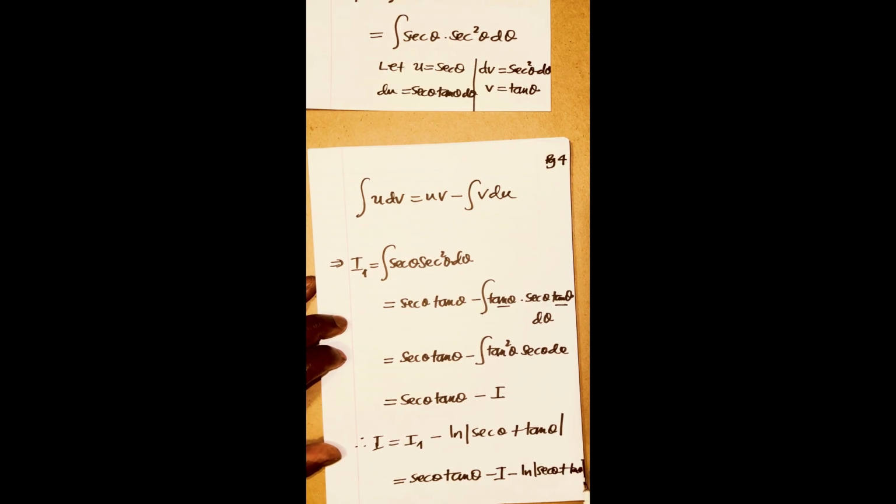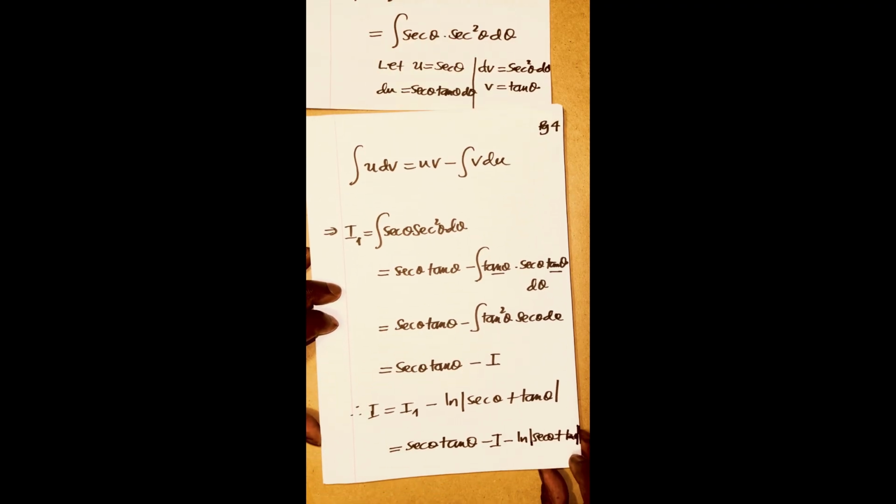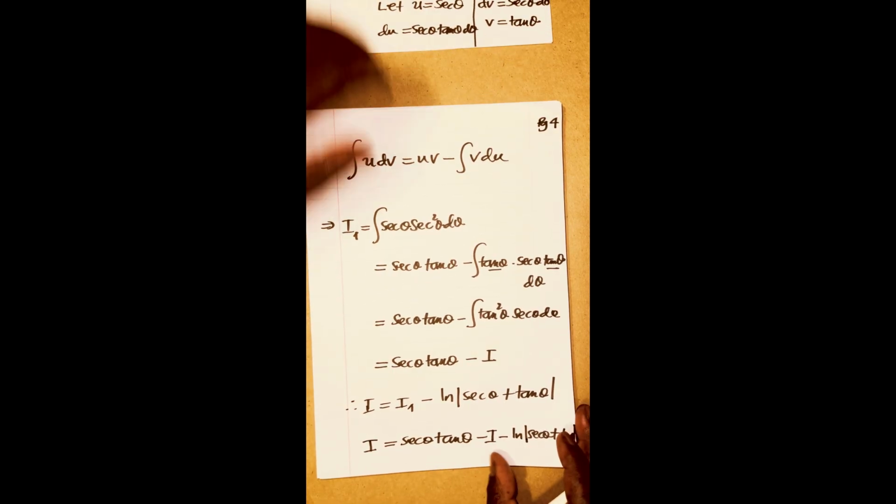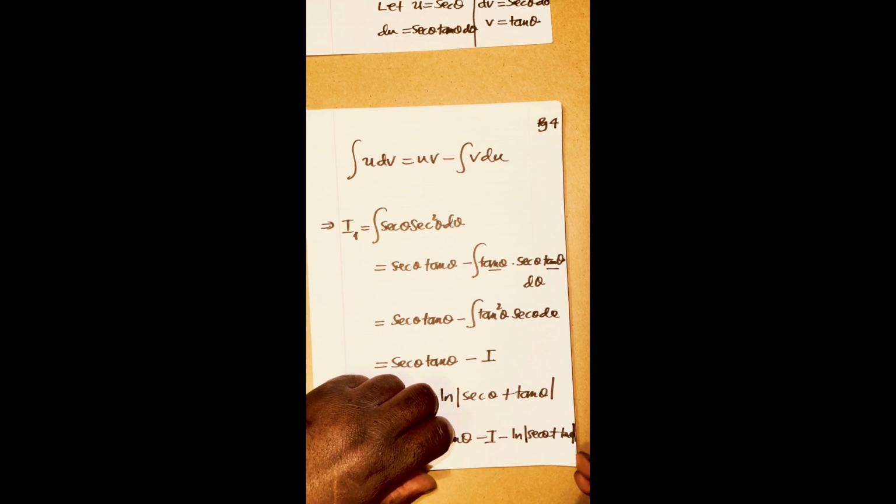I'm putting absolute value signs there. Of course, you can see that we have sec theta plus tan theta over there. I'll rewrite this expression. So what are we saying? We're saying I equals this. Now this I must come to the left hand side to add with this I here. So what do we have now? What we have is the following.